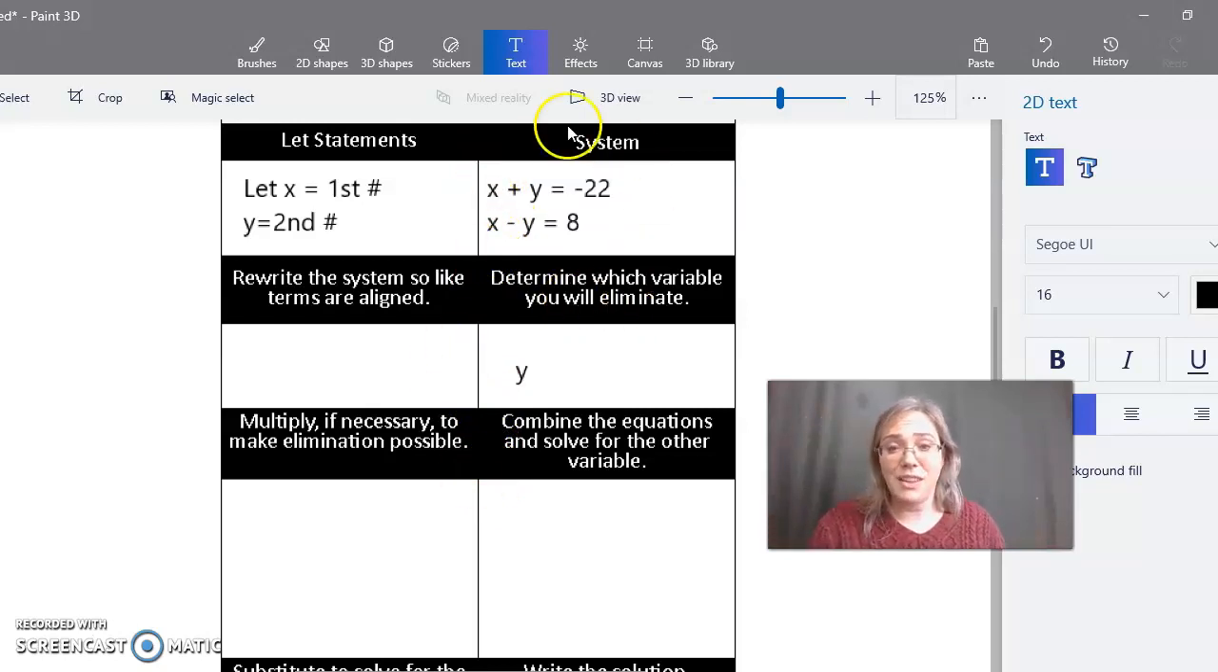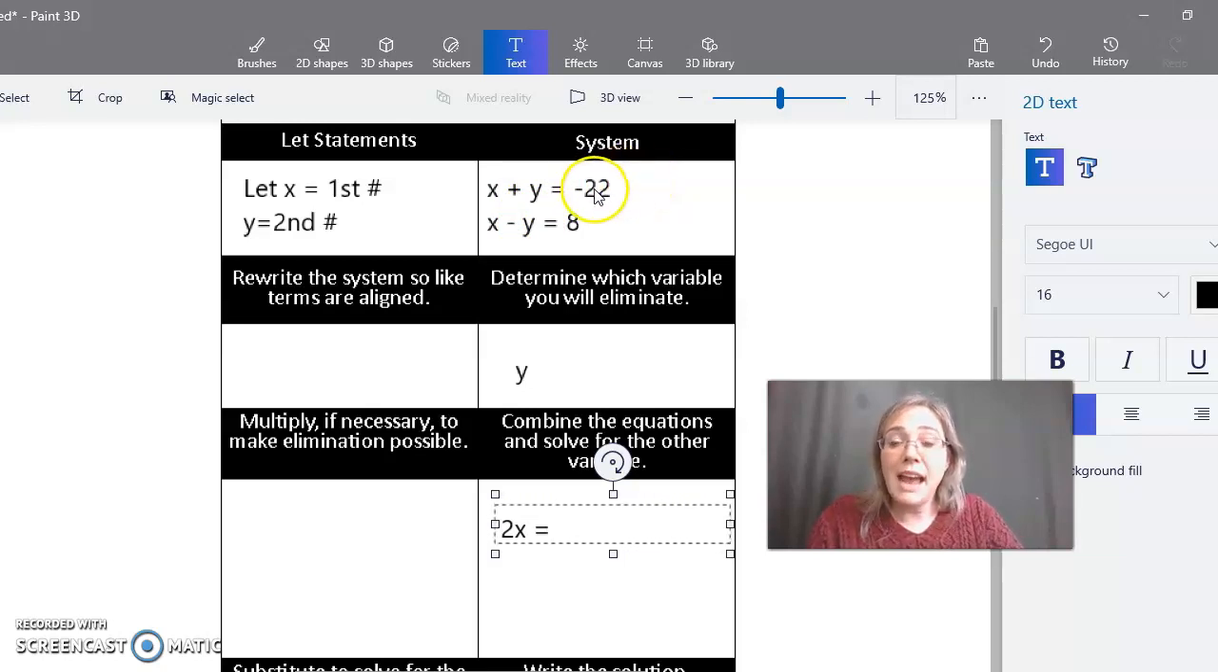In this case, we're going to line everything up so that the variables take care of themselves a little. So x plus x is 2x. y plus negative y is 0, so we won't write that because mathematicians are lazy. -22 and 8 is -14. So now I have one variable and one equation, and I can solve for the other variable.